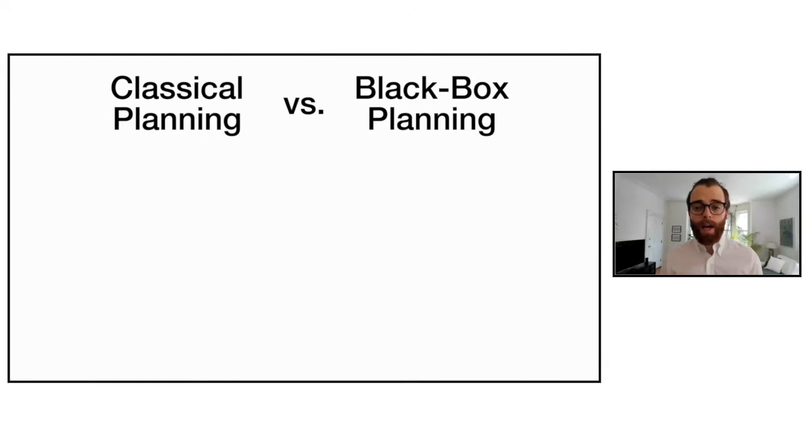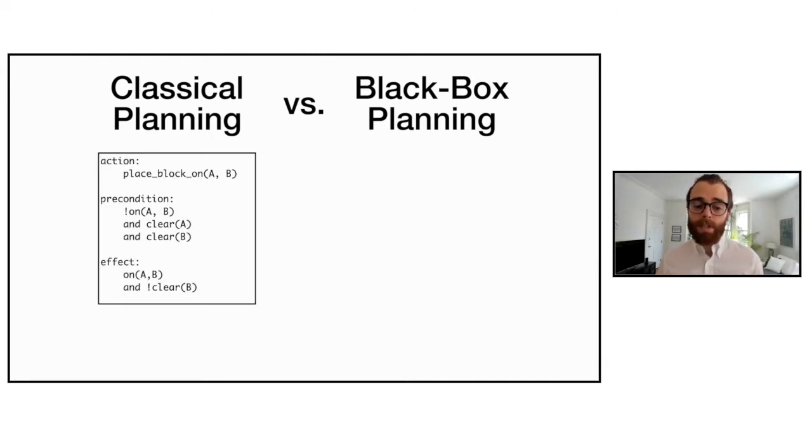Now, I'd like to contrast black box planning with classical planning. In classical planning, we have an explicit action model, which, if we had a blocks world type of problem, we might have an action that allows us to place block A on block B. And the explicit action model tells us the precondition and the effect of that action. So this explicit action model gives us some structure that we can use for solving the planning problem.